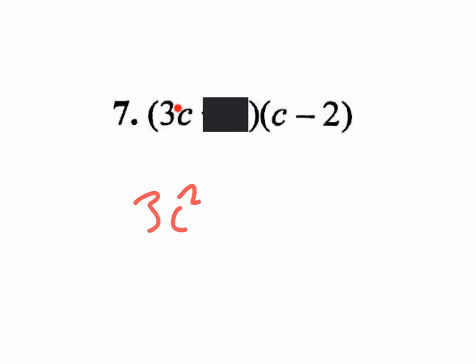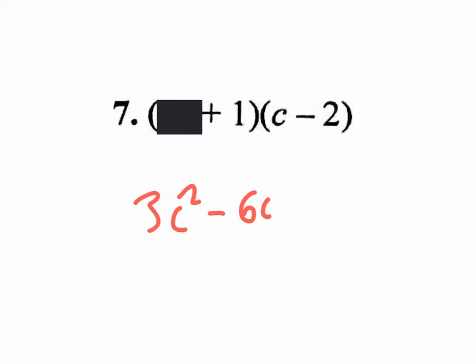Okay? And then if you continue to distribute 3c times negative 2, that's going to be negative 6c. And now that you've already distributed the 3c to both, let's ignore the 3c and distribute the positive 1. Notice that I'm including the sign. Positive 1 times c, that's positive 1c, so you're going to put plus 1c. Now we're going to distribute positive 1 times negative 2, that'll be negative 2.